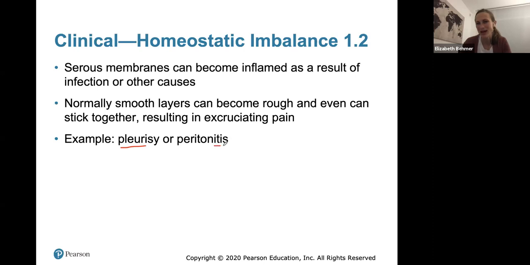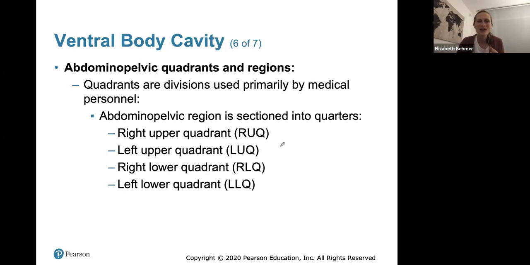Whenever we see the word itis, that means inflammation. So you can have hepatitis, which is inflammation of the liver. And this is an inflammation of the peritoneum, which is the serous membrane of the peritoneal cavity and the abdominal cavity. So here are the ventral body cavities.